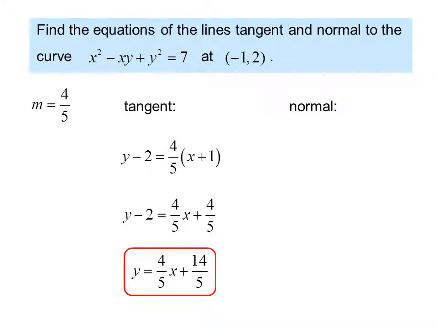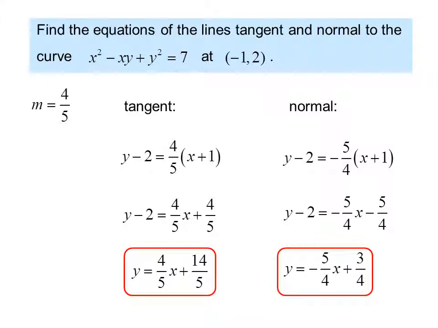Now to find the normal equation, we use the same process, but we need a new slope. The slope is going to be the opposite sign reciprocal of the original slope. So using the point-slope equation again, we get y minus 2 equals negative 5/4 times the quantity (x plus 1). We eliminate the parentheses and solve for y. So there's our normal equation.